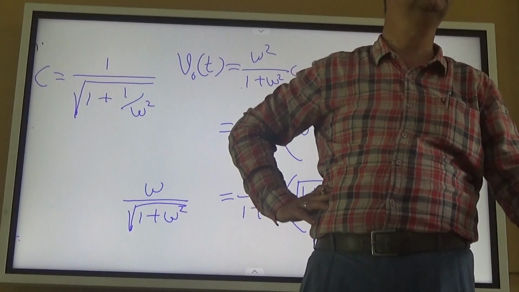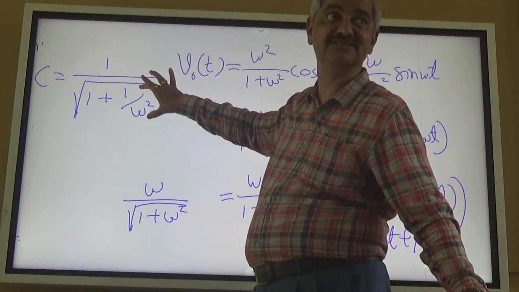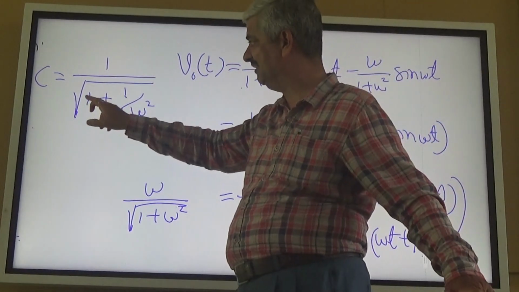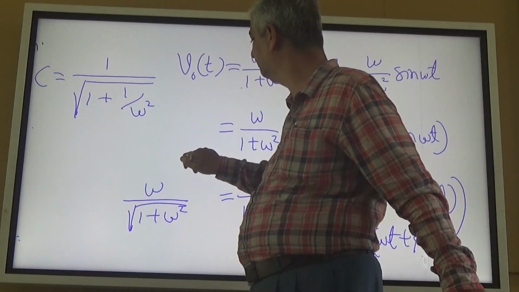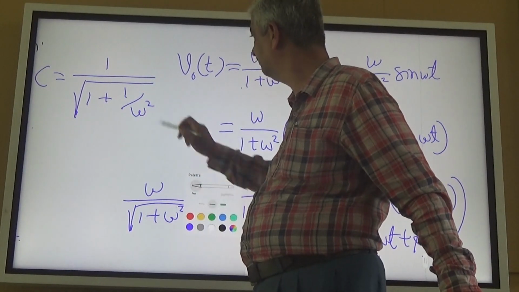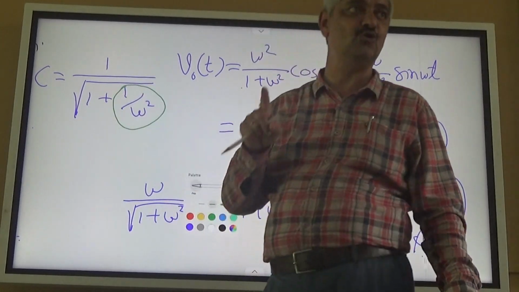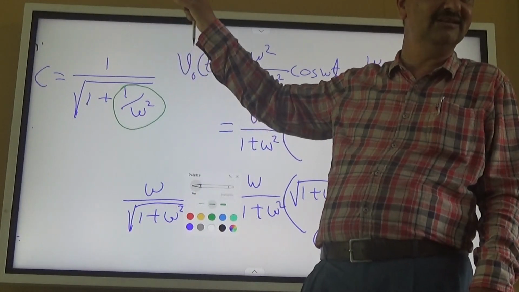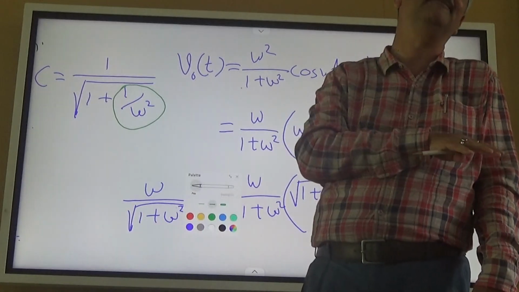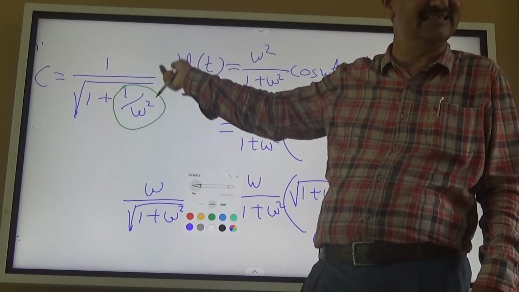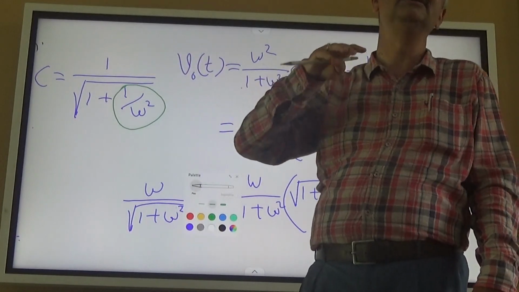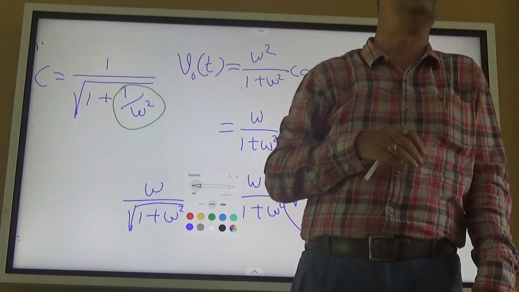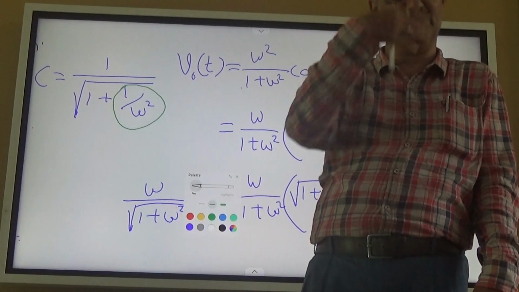For less omega, will this be less or more? For less omega, this is constant, and this part is more, so the denominator is more. So overall, less. For more omega, that part is less. Right. So C will be less for less omega, C will be more for more omega. This is called a high pass filter.